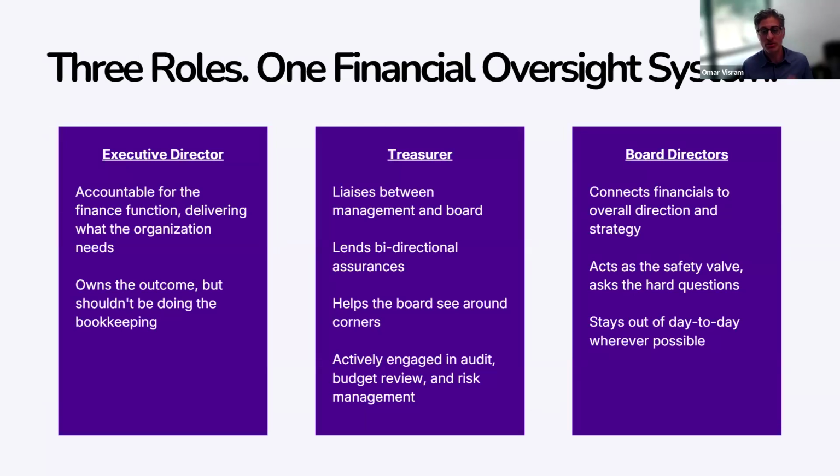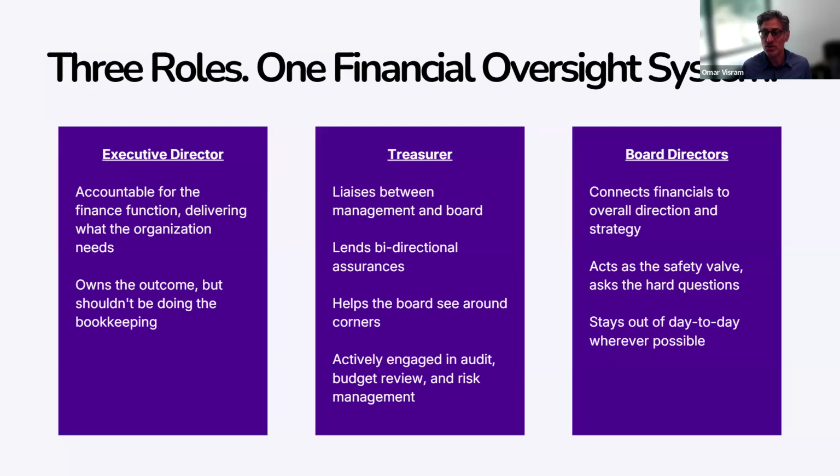So let's talk about three distinct roles in the organization: executive director, treasurer, and board directors in this context of creating one financial oversight system. The executive director is accountable for the finance function, delivering what the organization needs, owning the outcome, but they shouldn't be doing the bookkeeping. They're responsible for making sure the bookkeeping gets done through a contractor or an employee. The treasurer liaises between management and the board, lends bidirectional assurances, helps the board see around corners, and is actively engaged in the audit, I would say in an oversight capacity, in budget review and risk management.